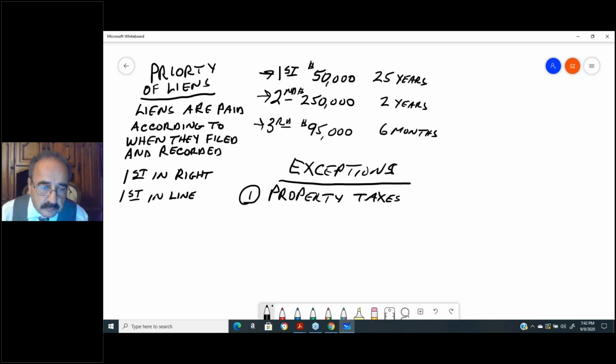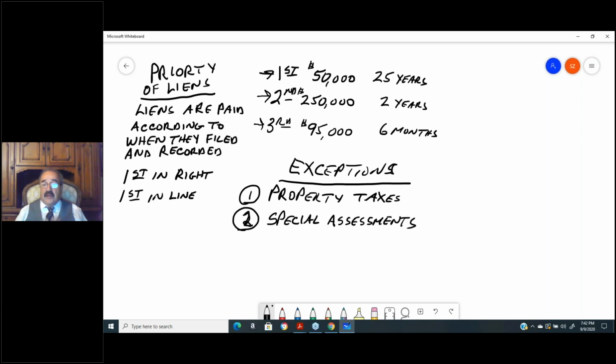Number 2, it's called special assessments. I'm not talking about special assessments like in a condo building, when they put in new windows and they charge special assessments. This special assessment is a one-time charge issued by the village or the city when they put in a new sidewalk or a curb or a sewer line. See, property taxes are levied every year. A special assessment is a one-time charge by the government.